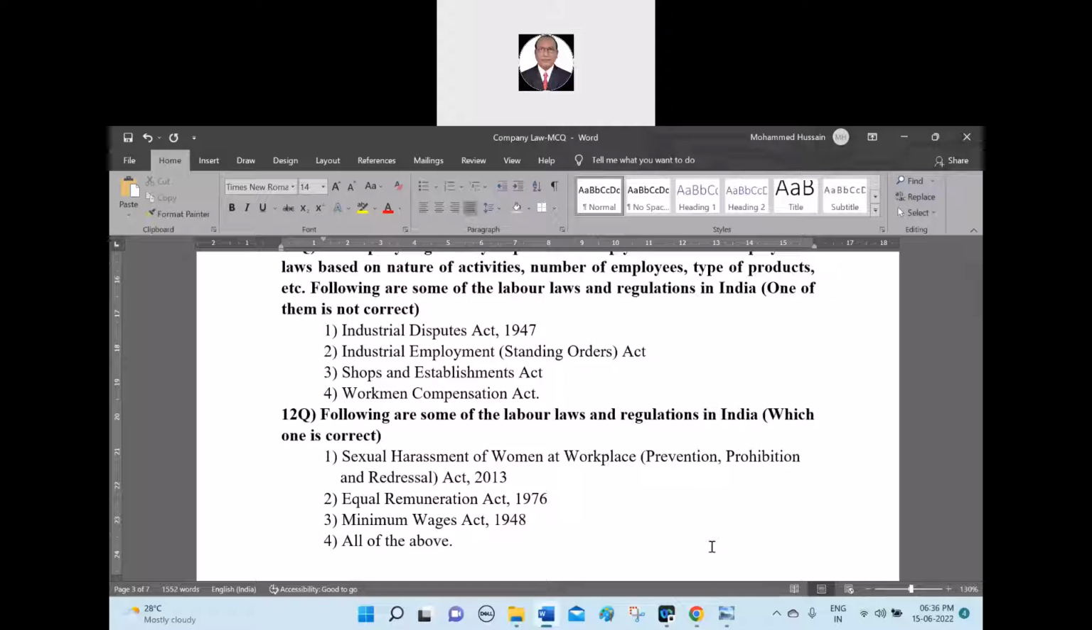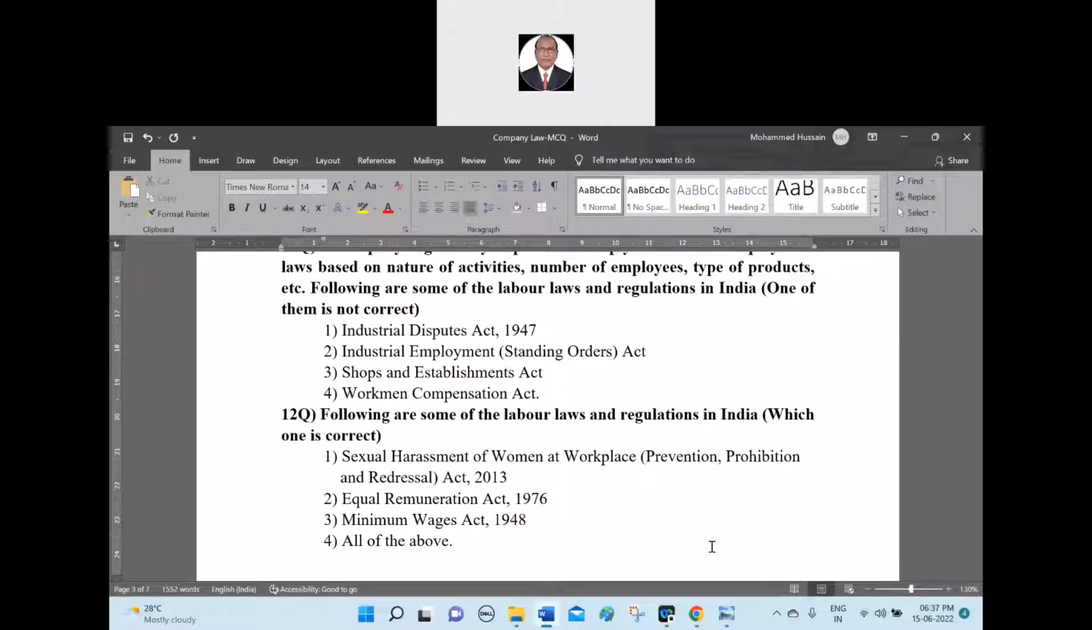Minimum Wages Act 1948. Which one is the option? Option three. Fourth is the right answer. I say which one is correct. Why? Because Minimum Wages Act is there. Yes, it is there. Just use equal logic.